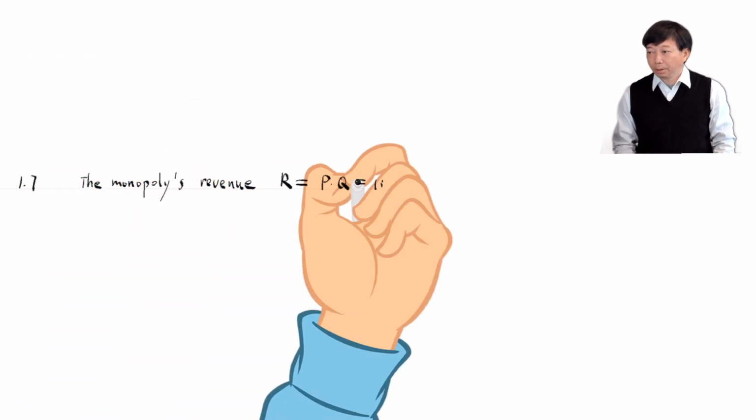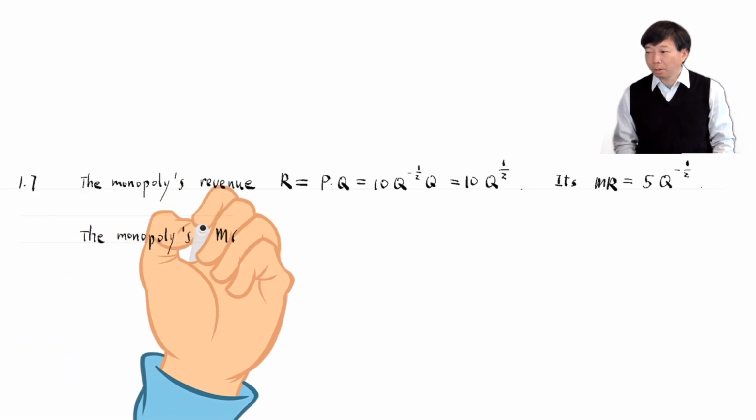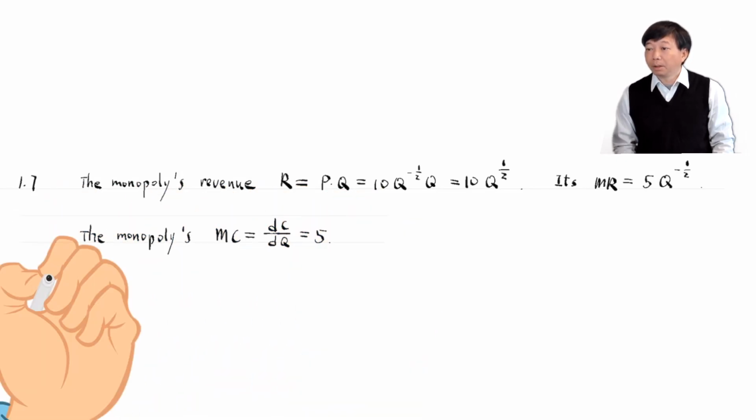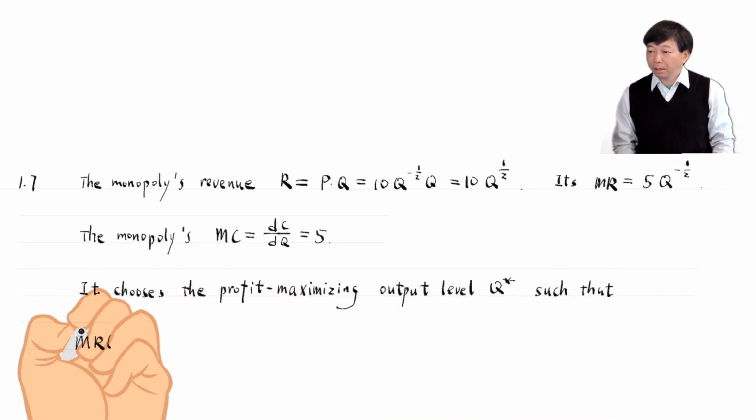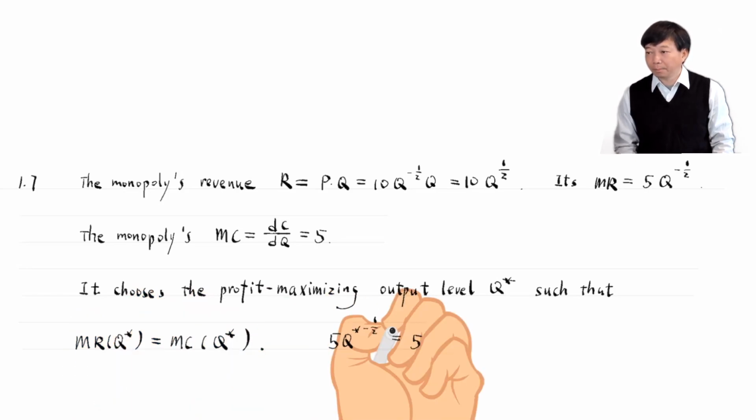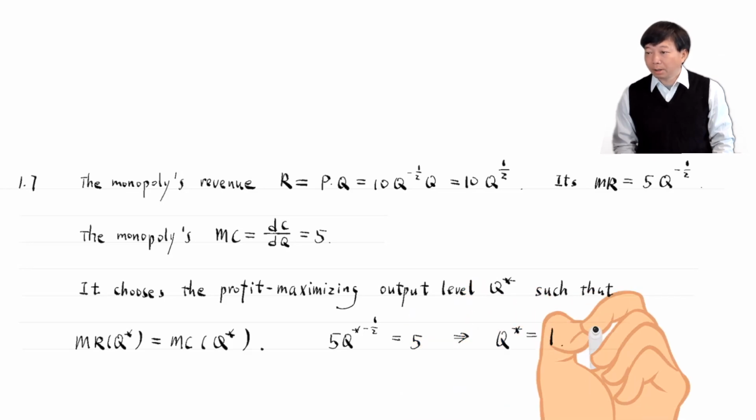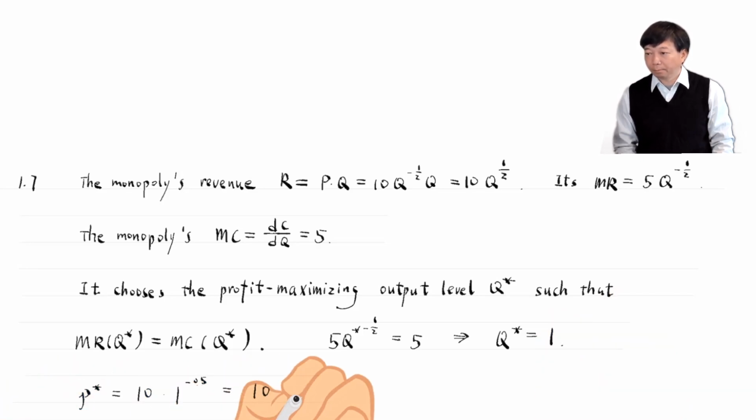It is straightforward to find the answer. We derive the marginal revenue function from the inverse demand and the marginal cost function from the total cost. The monopoly chooses the profit maximizing quantity Q star such that its marginal revenue equals its marginal cost at that quantity. We solve for the Q star. It equals 1. The profit maximizing price is 10 after we plug the Q star into the inverse demand function.